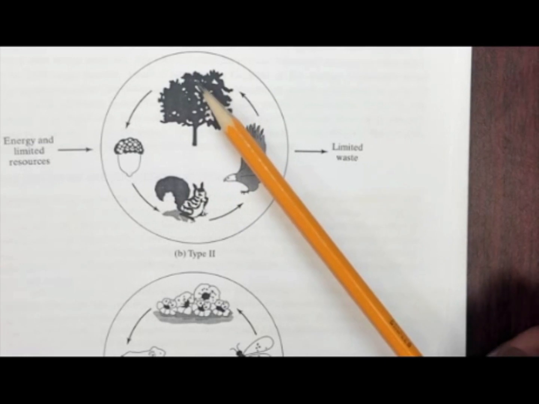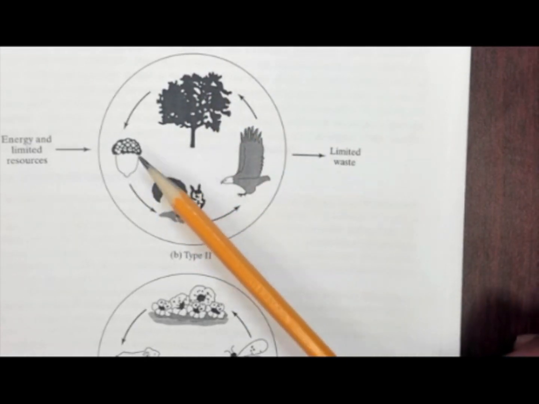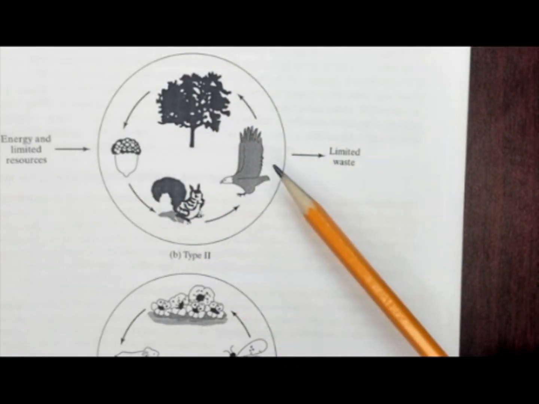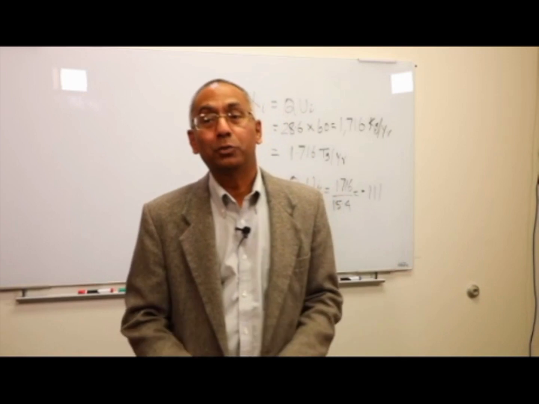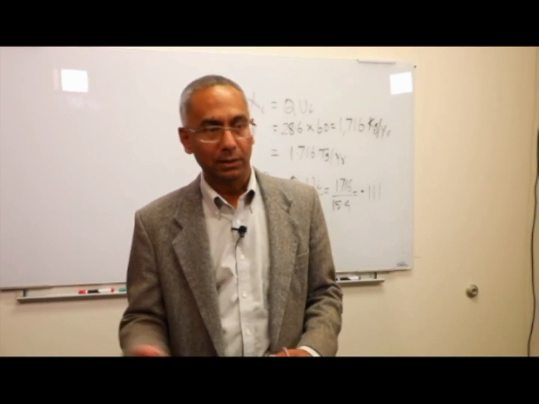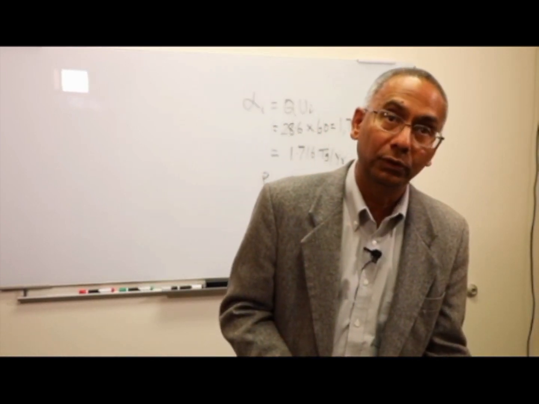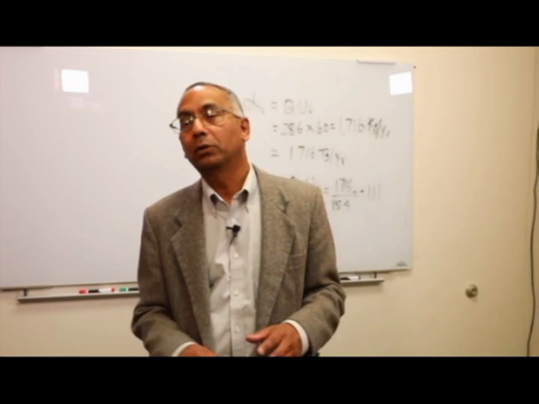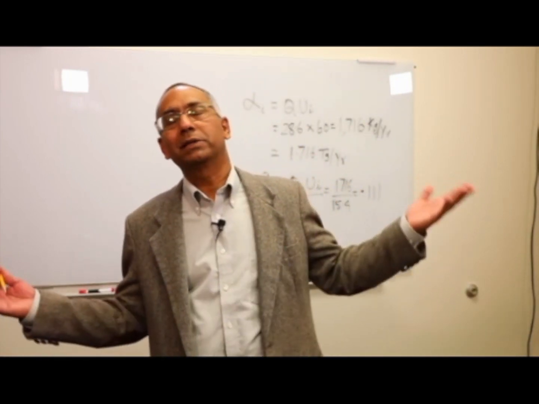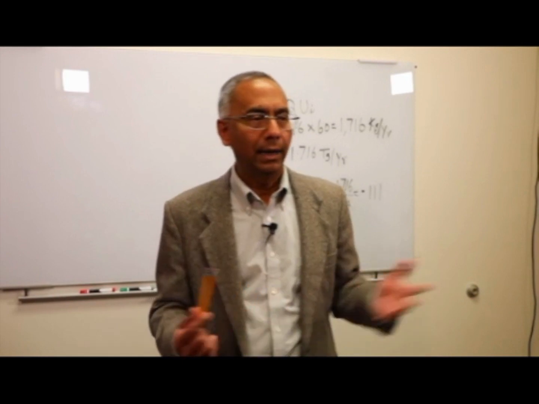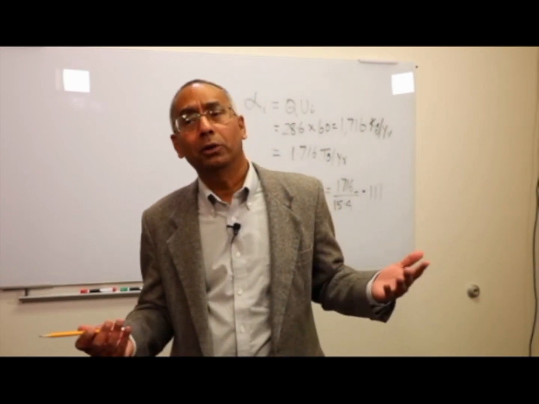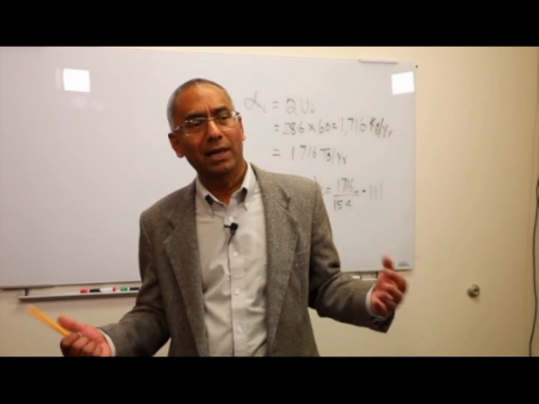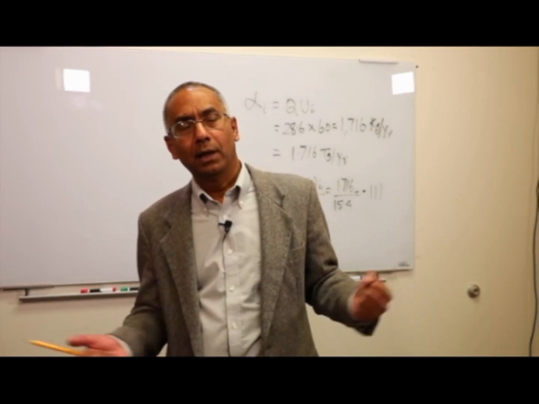For example, you see the tree. From the tree you have an acorn eaten by the squirrel, eaten by the kite or eagle. And the waste product from birds may be fodder or food. In many parts of the world we have organic manure, right? Basically cow dung. And animal droppings are used as manure. The advantage is they are organic, they don't have any chemicals in them.